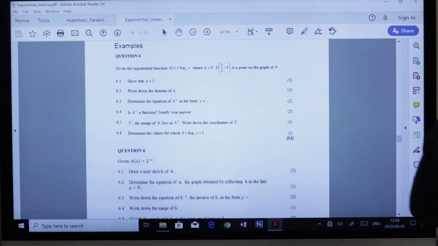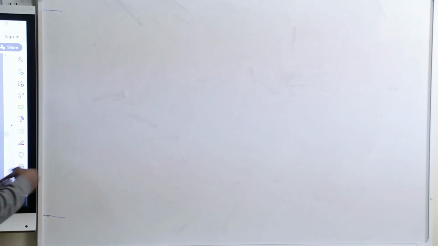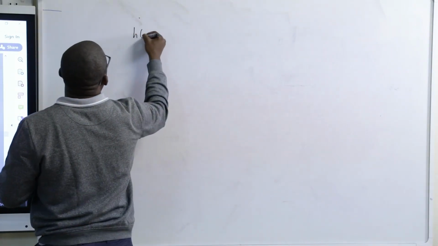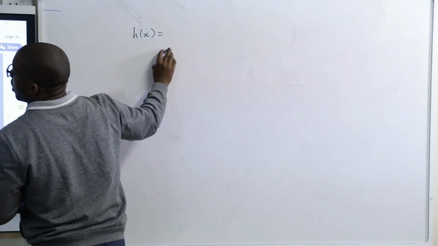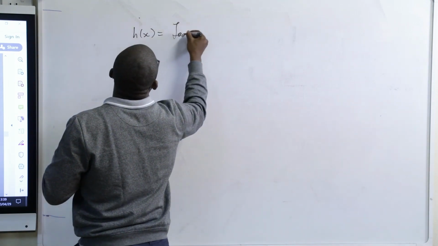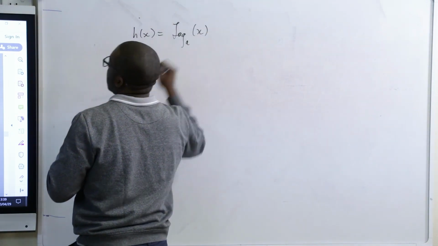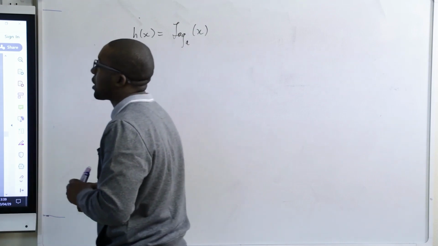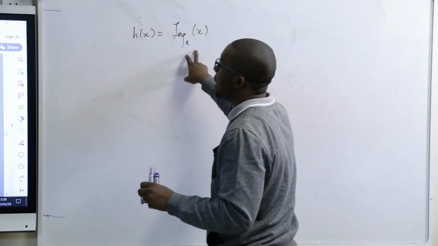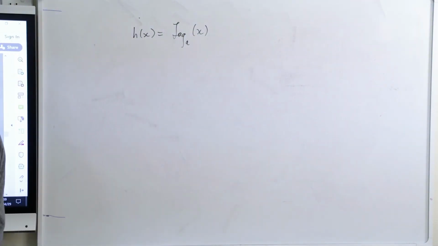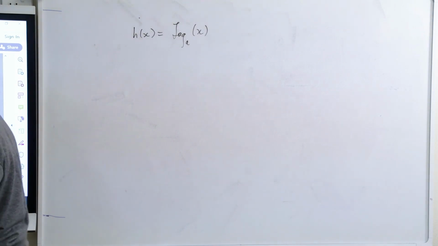Let's do some examples of the log function. We're given h of x as log to base a of x. And we know the base is non-negative. That's why we are saying a is greater than 0.